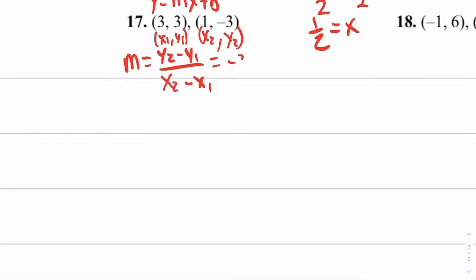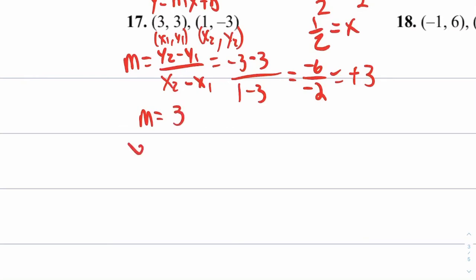That means I have negative 3 minus 3 over 1 minus 3. That's going to make negative 6 over negative 2. The top makes negative 6 because they're both negative 3's. The bottom makes negative 2 because we have a positive 1 and we're taking 3 away from it. This reduces down to be a positive 3. m equals 3, and we're going to fill that into y equals mx plus b. So y equals 3x plus b.